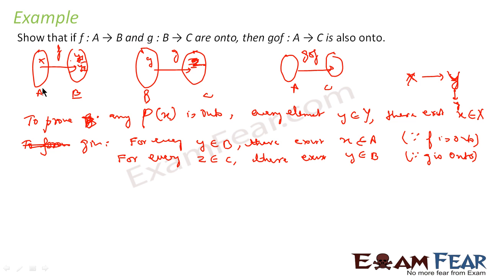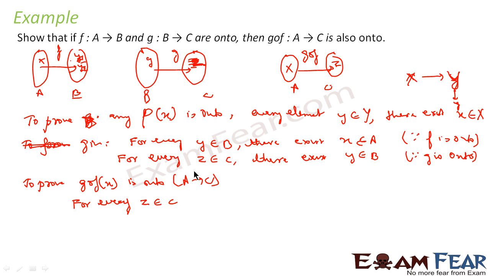Because f and g are onto, we can say that for f, for every y that is a member of B there exists x that is a member of A, and for g, for every z that is a member of C there exists y that is a member of B. Now, to prove that g of f is onto, from A to C, we have to prove that for every z that is a member of C, there exists x that is a member of A. If you can prove this, then it is onto.